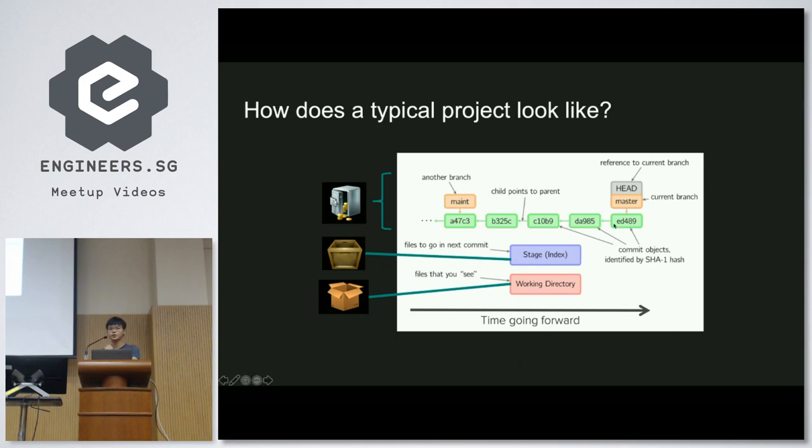Does anyone have any questions on this bit? Any part that doesn't make any sense? So maybe just one quick question. How many safes do you think we have in one repo? 1, 2, 3, infinite? What do you guys think?